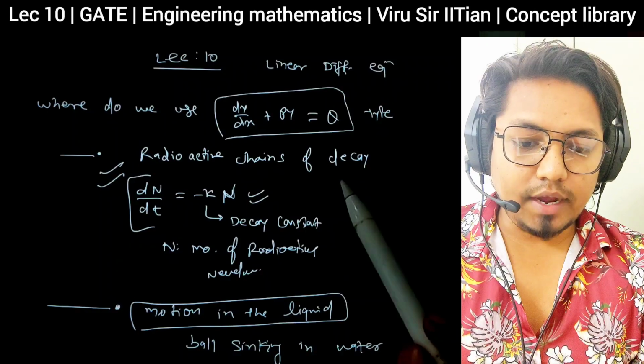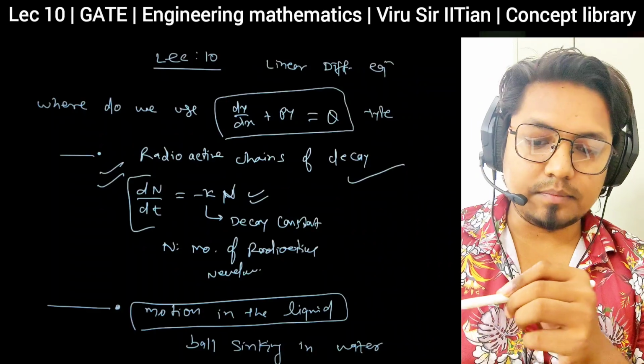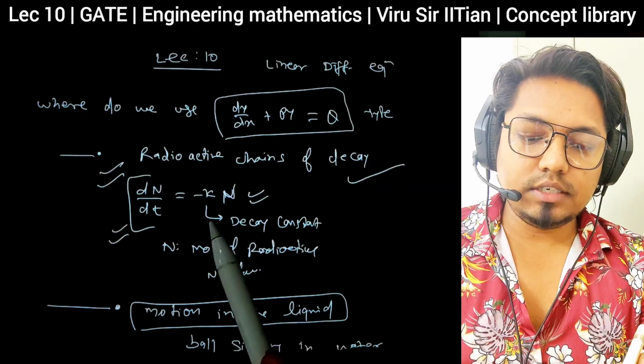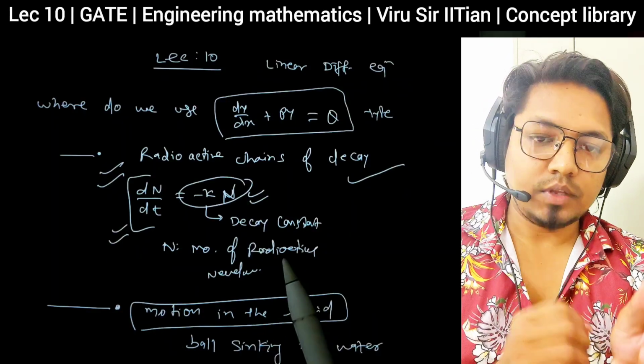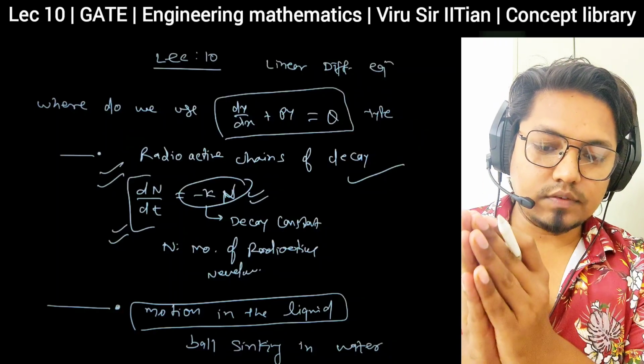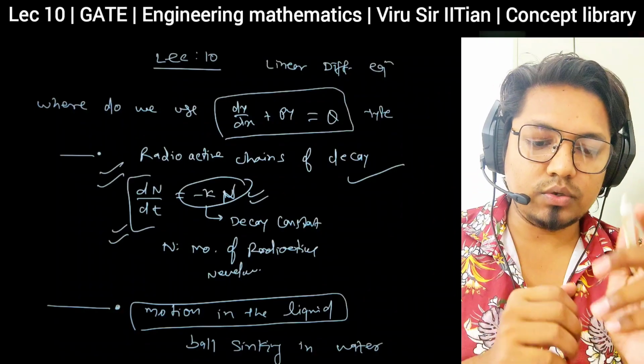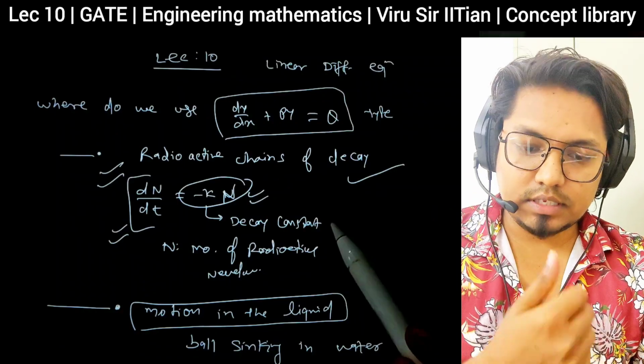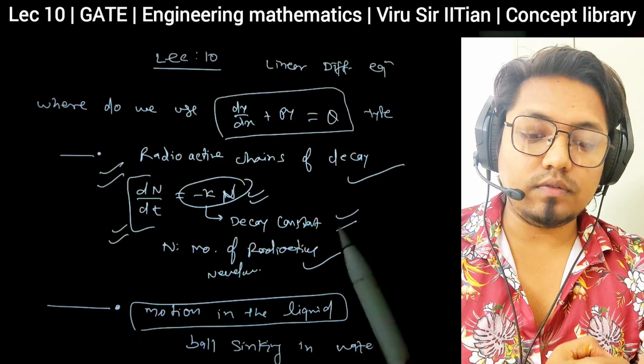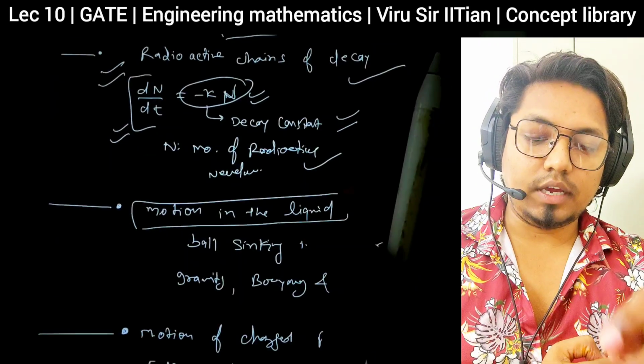So, radioactive chains of decay. Here you see dN/dt = -kN. If you take kN to the left side, this becomes dN/dt + kN = 0, homogeneous format, where k is the decay constant and N is the number of radioactive nuclei.